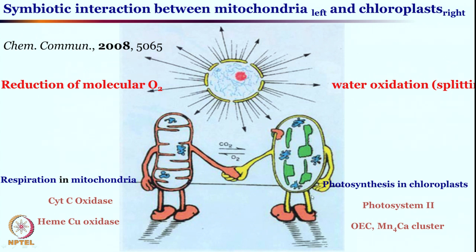On the other hand, in chloroplast, in plants, we have photosynthesis, where you have photosystem 2, the oxygen evolving complex. We will see in a moment that a manganese 4 calcium cluster is involved in the water oxidation. So, water will be converted to oxygen at the chloroplast. These are complementary reactions, diagonally opposite reactions. Converting oxygen to water requires 4 protons and 4 electrons, and the reverse is true for water oxidation to make the oxygen molecule.